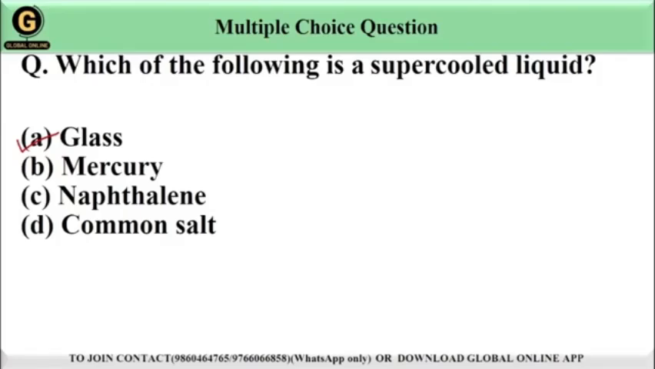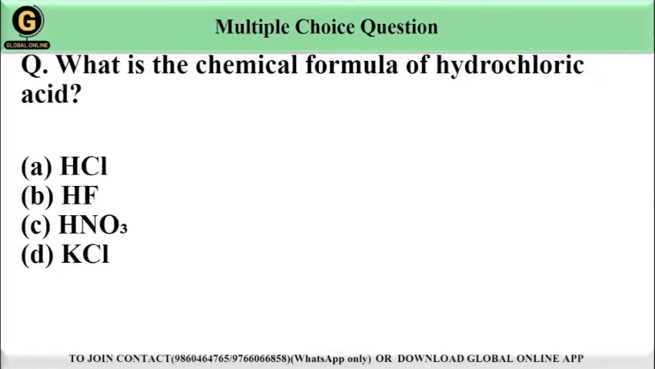Mercury is a liquid metal, while naphthalene and common salt are solids. Options: A, HCl, B, HF, option C, HNO3, option D, KCl.